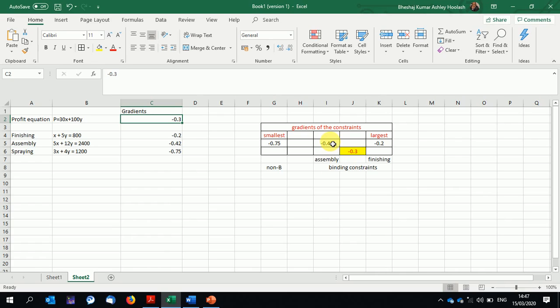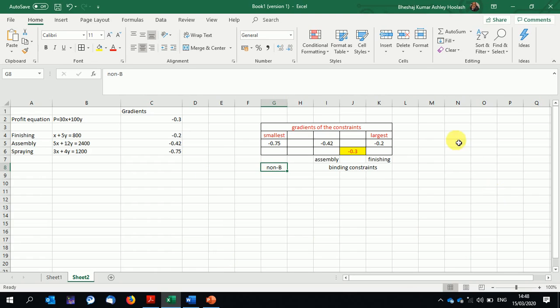This is obtained using the assembly constraint. This one was obtained using the finishing constraint. Because my profit equation gradient lies between these two, that is the assembly and the finishing, clearly these two are my binding constraints. And this one, which I didn't use at all, which comes from the spraying constraint, is my non-binding constraint.